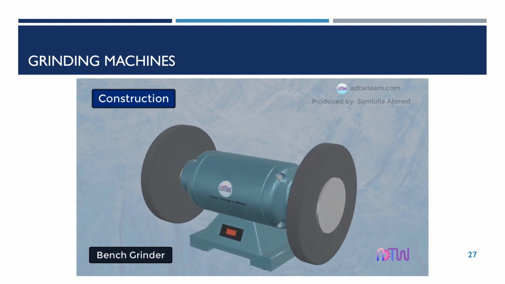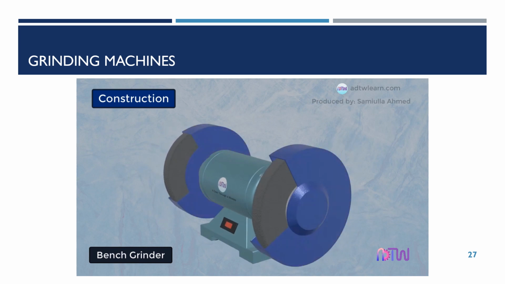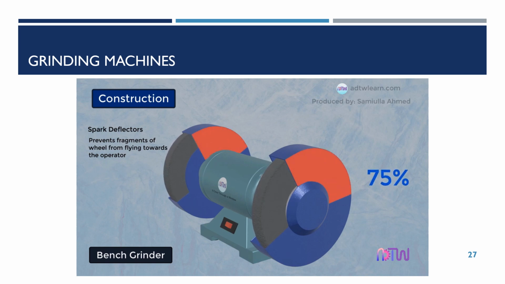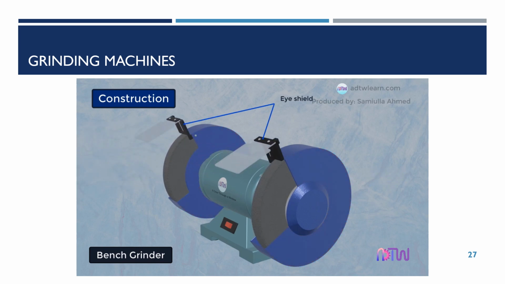On top of the wheels, there are wheel guards provided. These guards act as spark deflectors, and also prevent fragments of an exploding wheel from flying towards the operator. These guards should cover above 75% of the wheels to prevent any object or human hand from accidentally coming in contact. Eye shield. This is also another protective feature that is provided to protect the eyes of the operator, and it is transparent.